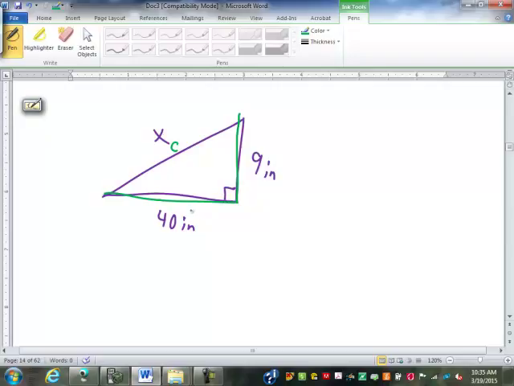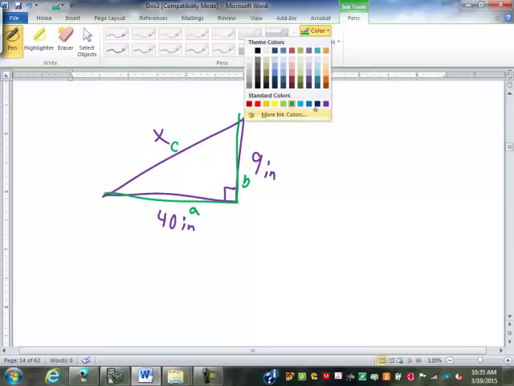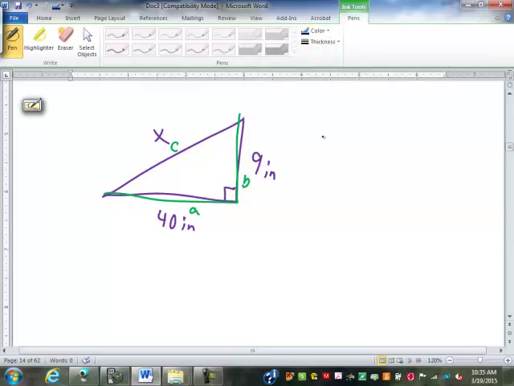And it doesn't really matter which one's which. I call this one A and this one B. So how are we going to write this out now? 40 squared plus 9 squared equals x squared. And then?